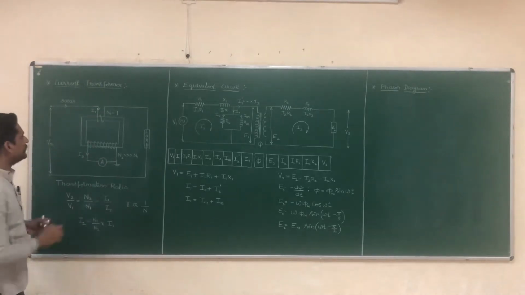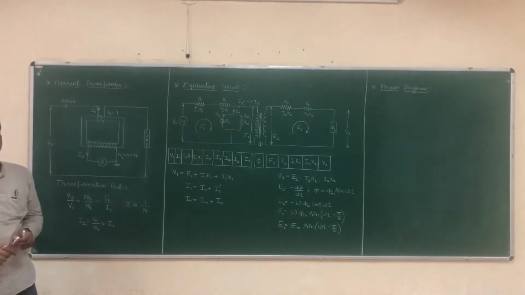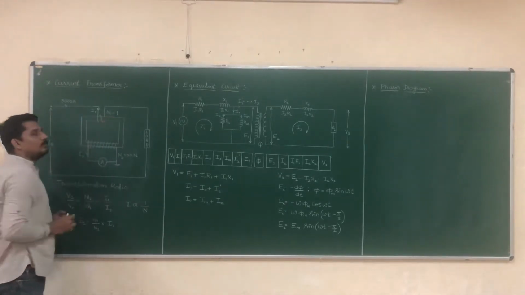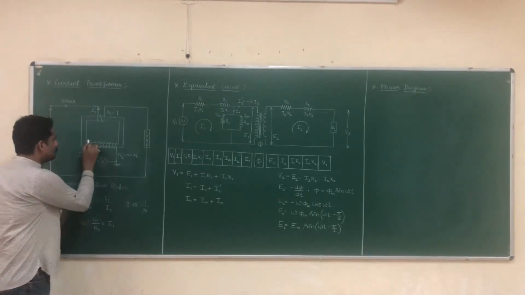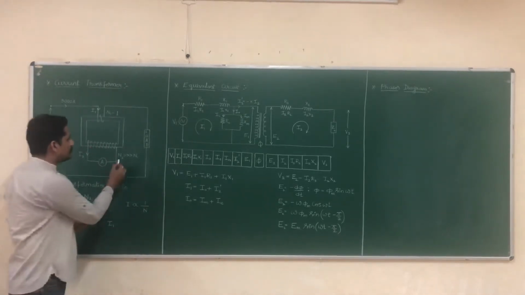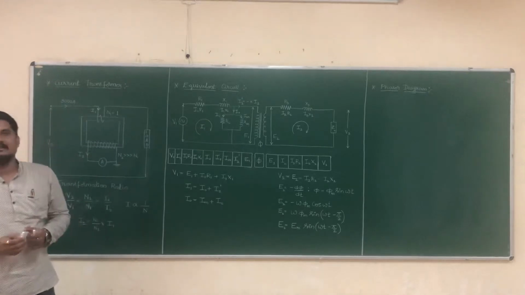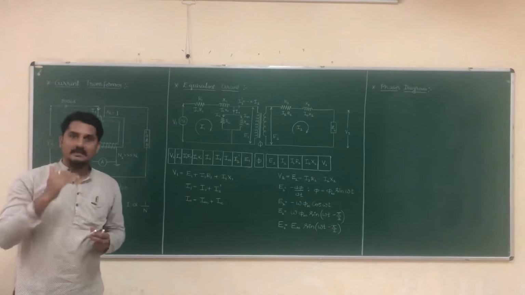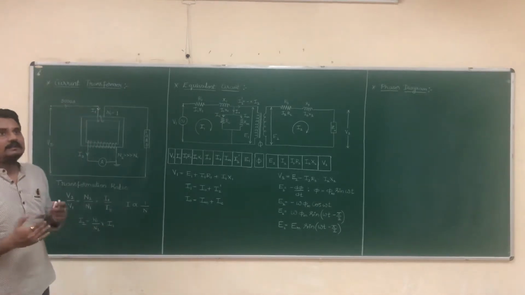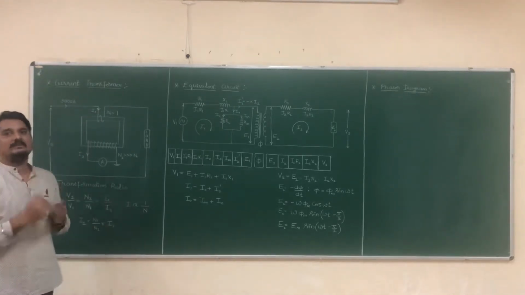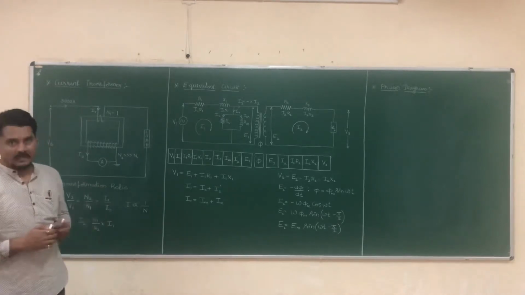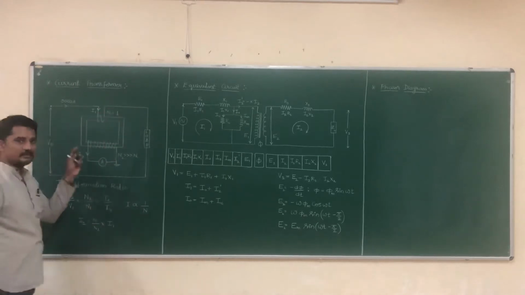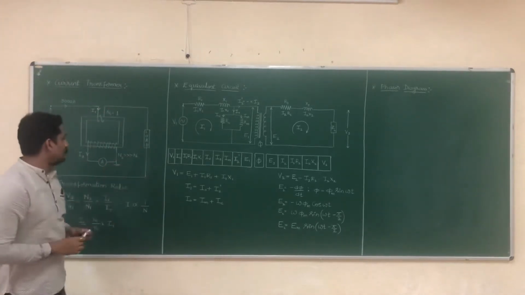Now if you observe, in the primary we are using only one turn, that is N1 is equal to 1, and in the secondary we have many turns, that is N2 is very much greater than N1. As the number of turns increases, the value of current decreases, and as the number of turns becomes minimum, the value of current becomes maximum. So here it can allow 3000 ampere of current to flow through it, and this is a load.